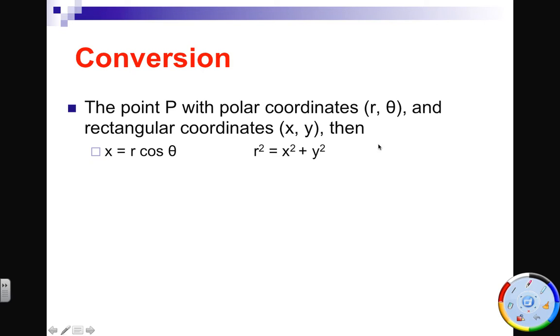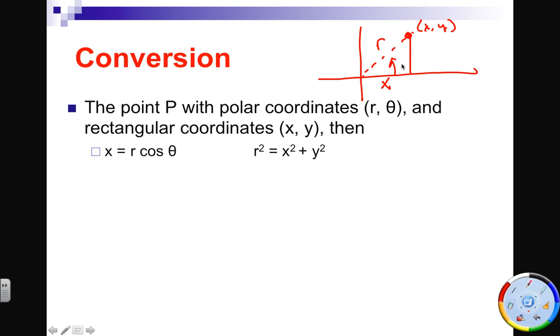So here's our first little conversion. x represents r cosine theta, and you can think about that very, very simply. If I had a coordinate out here that is (x, y), this is r, and I need to find theta.